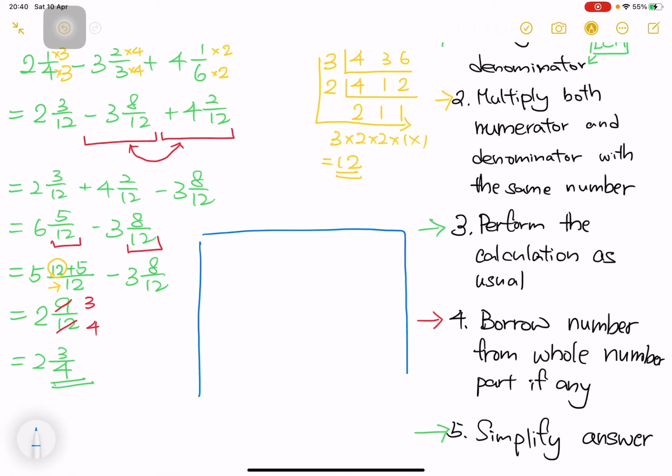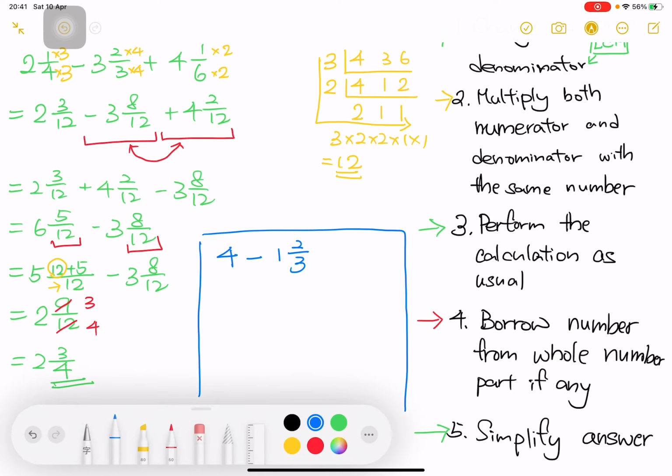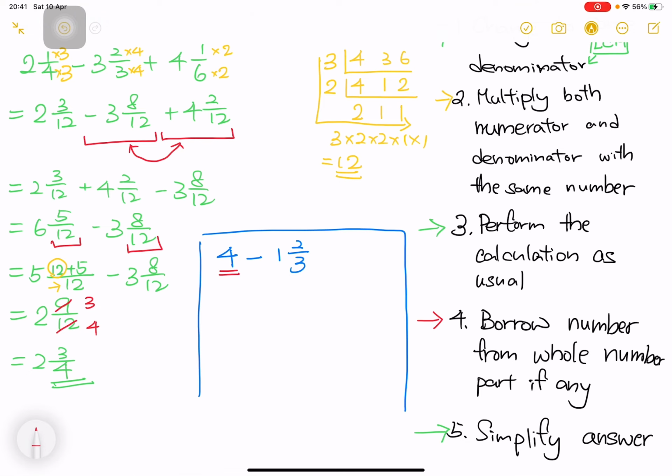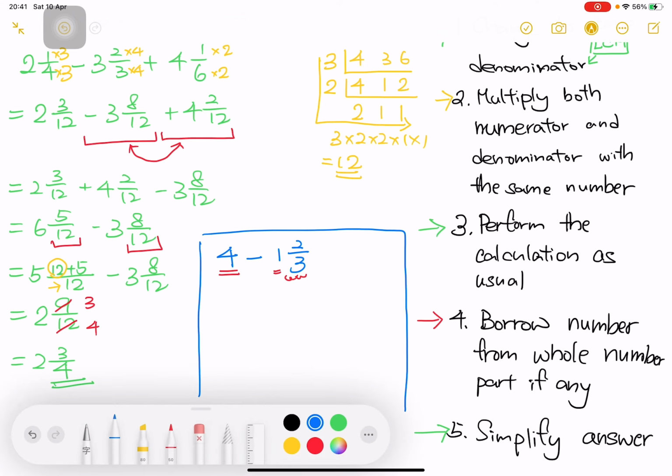Alright, and I want to talk about one more part here. There's like a bonus part. Sometimes the question may ask you like 4 minus 1 and 2 over 3. How can we deal with this kind of question? You see that the first part here is the whole number, and the second part is the whole number with the fraction part, which means that the first part doesn't have the fraction part. So what I can do is borrow from the whole number.